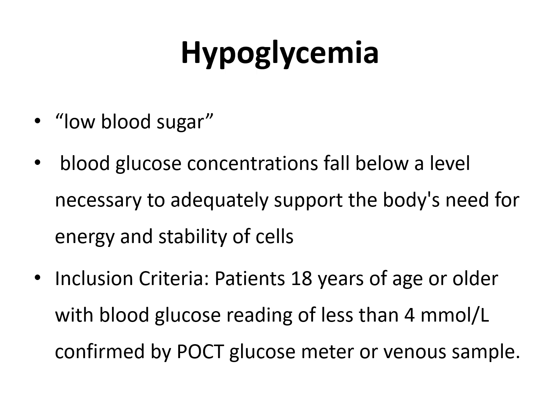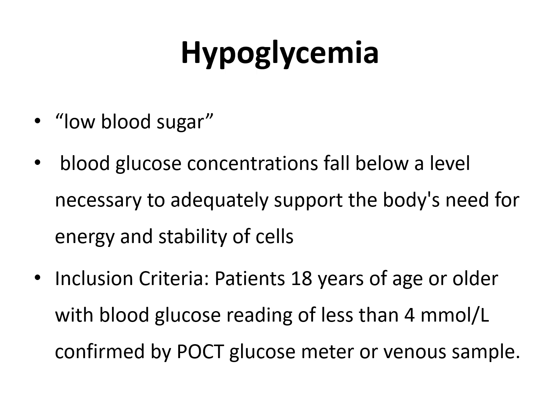Hypoglycemia is also referred to as low blood sugar. Hypoglycemia happens when the level of glucose or sugar in your blood falls below a level that is necessary to adequately support your body's need for energy and stability of cells.